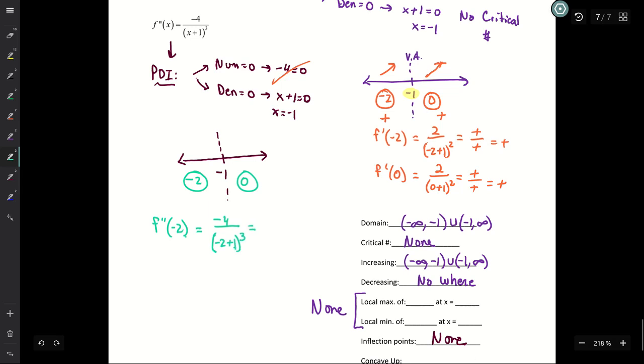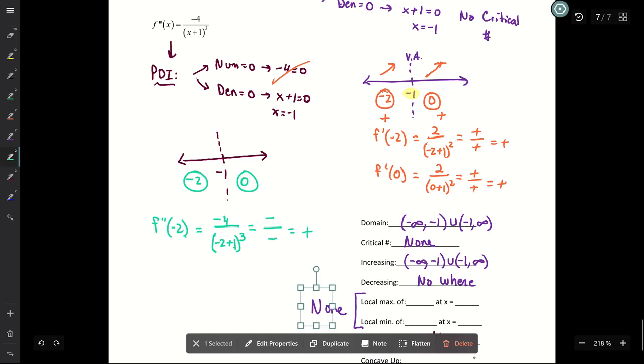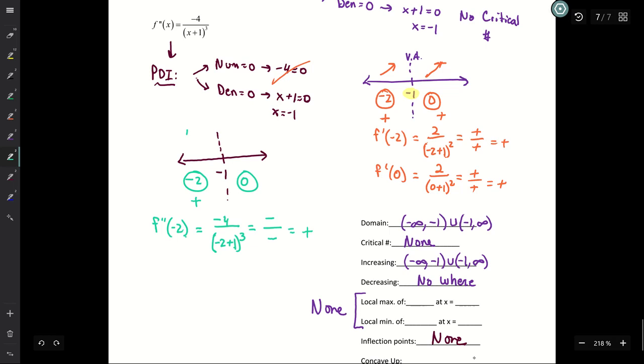The cube means that whatever value I get on the inside as far as a sign, we're going to remain with that sign because when you cube, you keep the sign of the inside answer. So we're going to have a negative on the top of this one. On the inside of this, notice we have -2 plus 1. That'll give us -1. -1 cubed would yield a negative. So we have a negative divided by a negative, that's going to end up being positive. So that's positive there. That would mean that I'm concaved upward in that region.